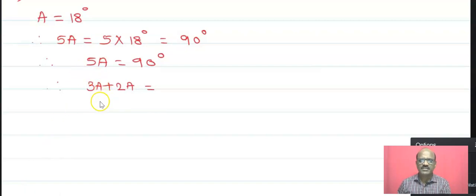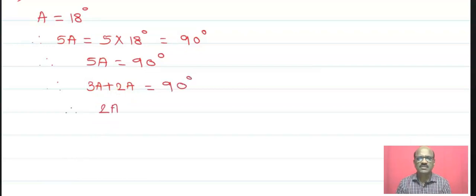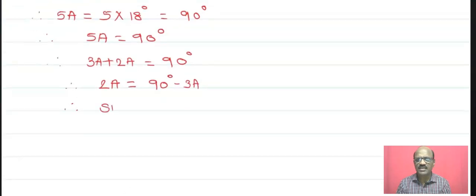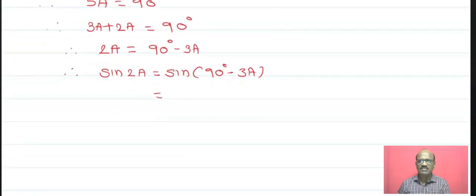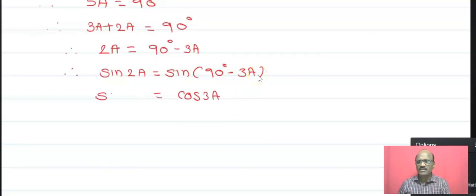Therefore this 5A can be written as 3A plus 2A is equal to 90. Therefore 2A is equal to 90 degrees minus 3A. Taking the sine ratio on both sides, we will have sine of 2A is equal to sine of 90 minus 3A, which is equal to cos of 3A. Now what is the formula here? The formula is sine of 90 minus theta is equal to cos of theta. Whenever there is a pi by 2 minus theta, the function changes. Therefore sine of 90 minus 3A becomes cos of 3A. Therefore sine of 2A is equal to cos of 3A.